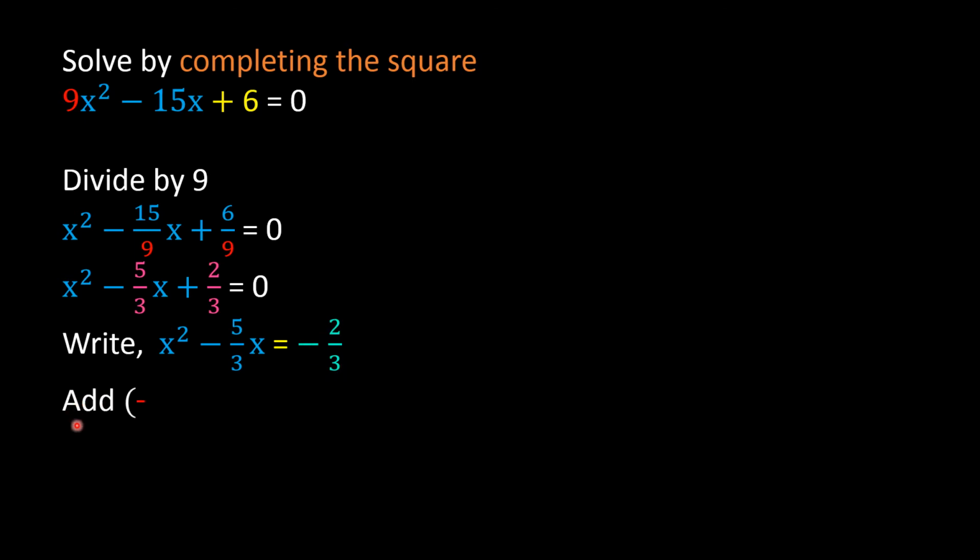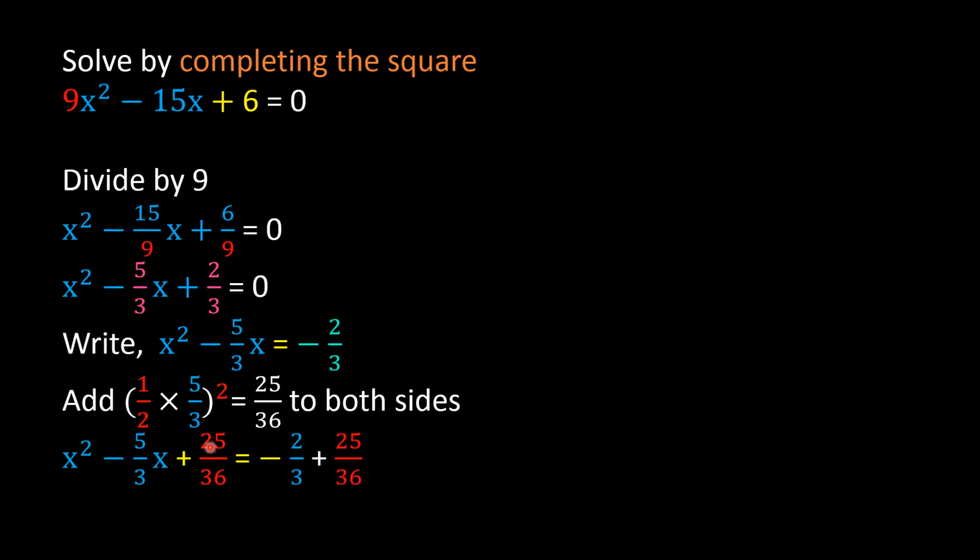Now we will add 1/2 multiplied by 5 divided by 3 whole squared, where 5 divided by 3 is coefficient of x. The square of this quantity will be 5 squared, which is 25, and 2 3s are 6. 6 squared is 36. So we will add 25 divided by 36 to both the sides.